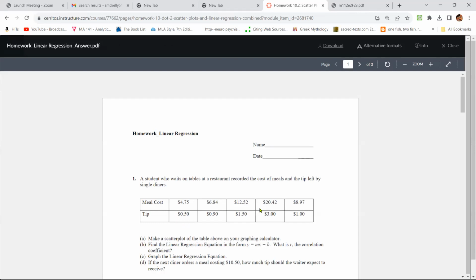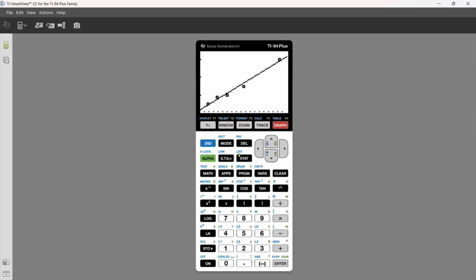Once you approximate that, you know what your regression equation is, because guess what? We just got it. We got the regression equation right here: 0.1569x minus 0.2992.